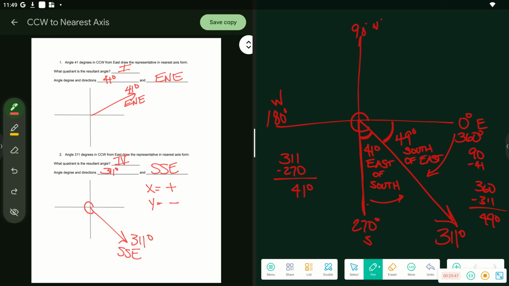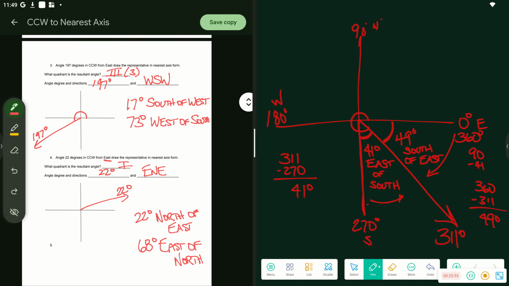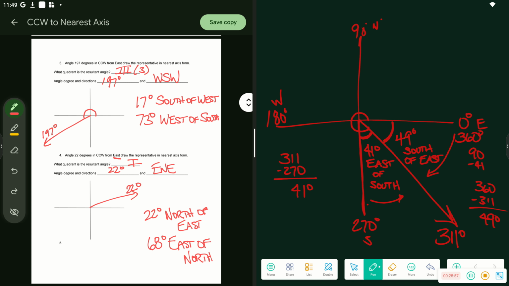All right. Questions? Make sense? Okay. All right, so number 3. Angle 197 counterclockwise from the east. It's represented in the 3rd quadrant. Okay? Is your x going to be positive or negative? X is gonna be negative, Y is gonna be negative. Yep, they're both negative. Good.